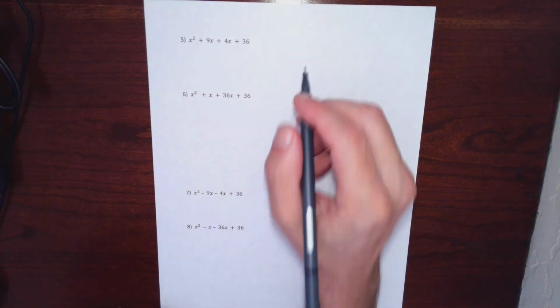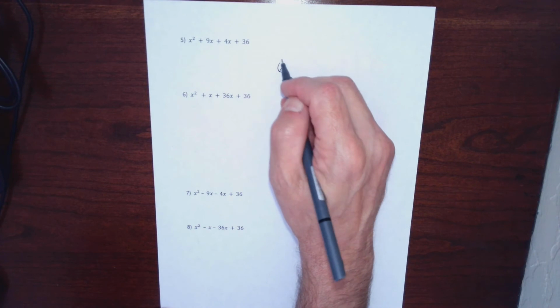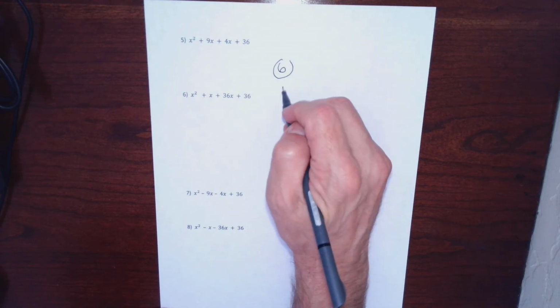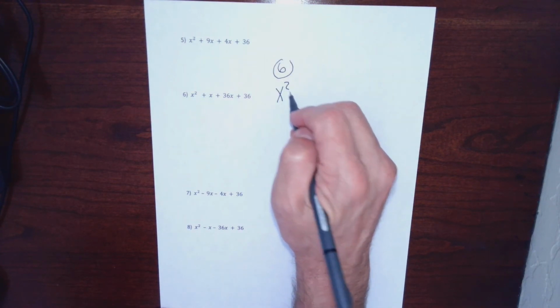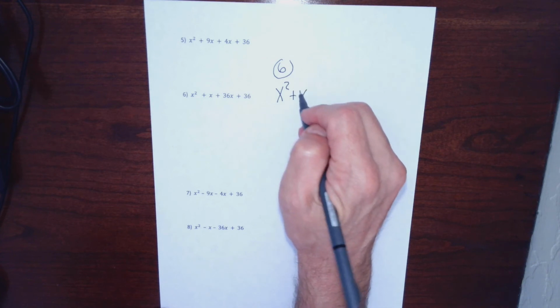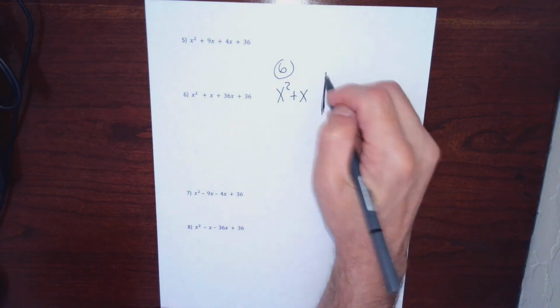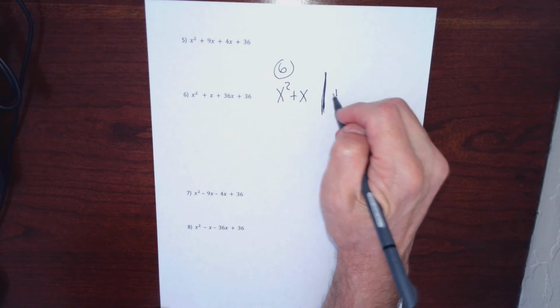I'll do 6 and 8, and then eventually I'm going to start skipping some problems because these things get really repetitive. So in the world of number 6, it has 4 terms, and I'm teaching factoring by grouping. I'm going to factor everything by grouping.